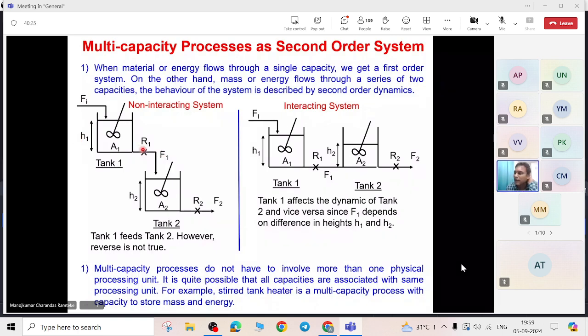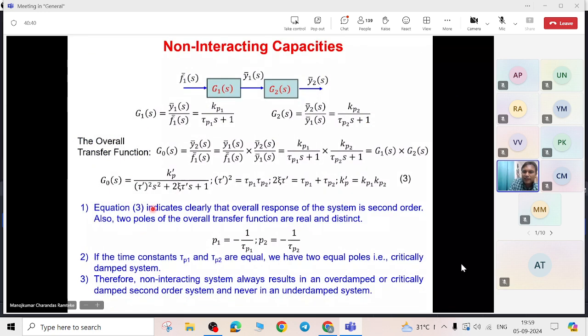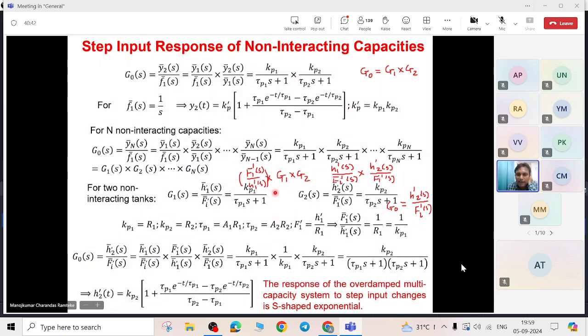H1 by R1, isn't it? So I can convert F1 in terms of H1. But the output from the first tank, which is H1, is not directly given as an input to the second tank. And that is why this additional multiplication factor we need to multiply here into G1 and G2 in order to make the multiplication compatible. Do you all agree with me? Yes, sir. Is it clear? These are the small changes which usually we miss out.